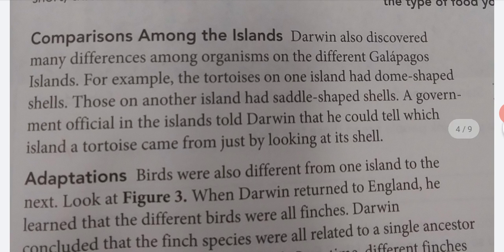Comparisons among the islands. Darwin also discovered many differences among organisms on the different Galapagos Islands. For example, the tortoises on one island had dome-shaped shells. Those on another island had saddle-shaped shells. A government official in the island told Darwin that he could tell which island a tortoise came from just by looking at its shell.